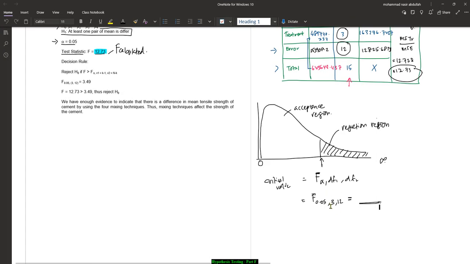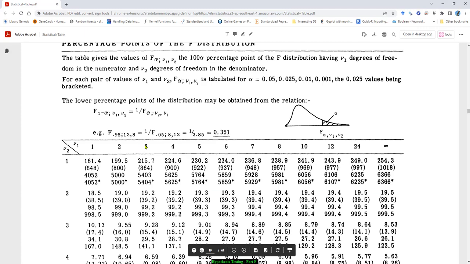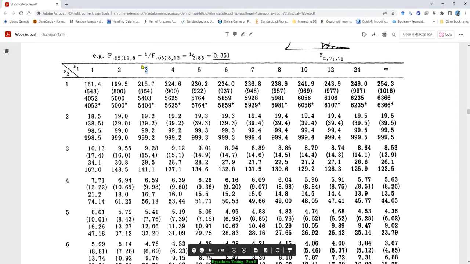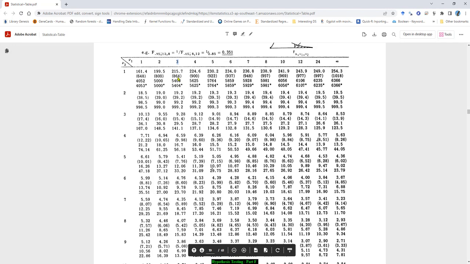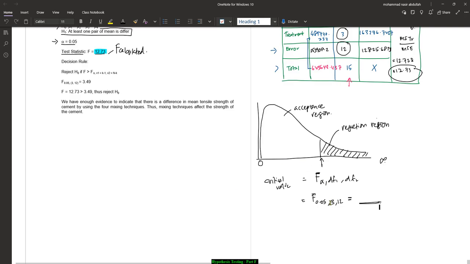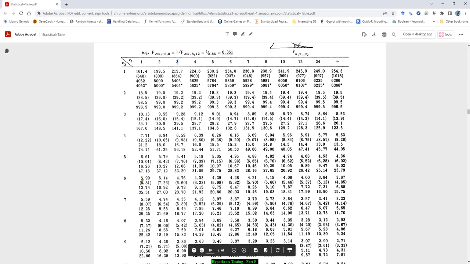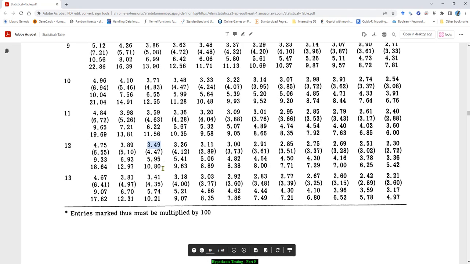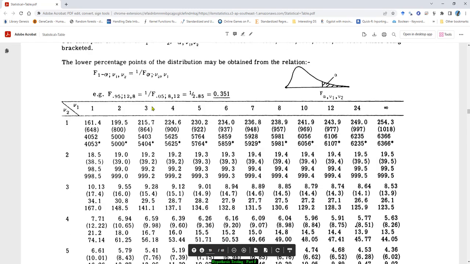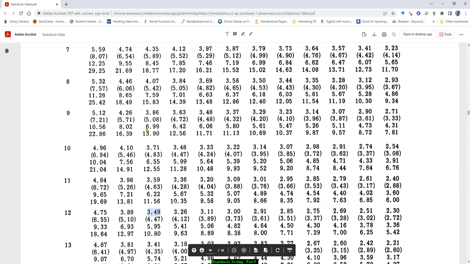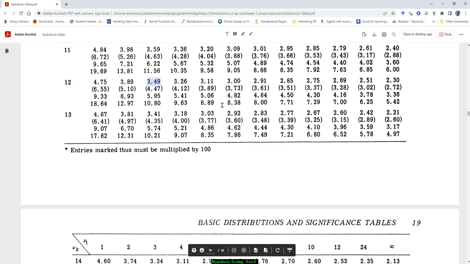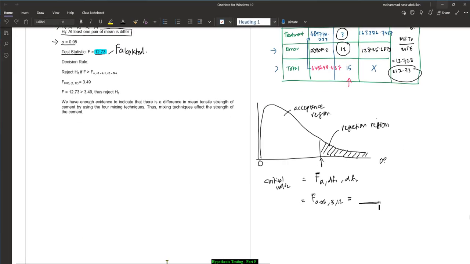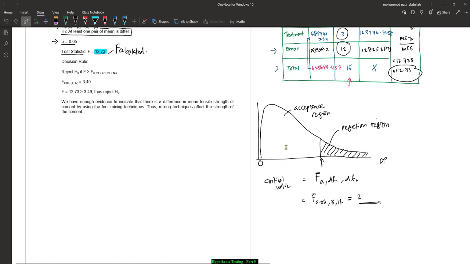Okay. Kita punya first degree of freedom is 3. So kita akan fokus kepada V1 equal to 3 dekat sini, kolom ni. Semua value kat kolom ni kita akan fokus. So the next one is 12. V2 is equal to 12. So kita akan cari 12 kat sini. So 3 dekat sini. So it should be equal to 3.49. 12, 3, V1 is equal to 3, V2 is equal to 12. So 3.49. So it should be 3.49.